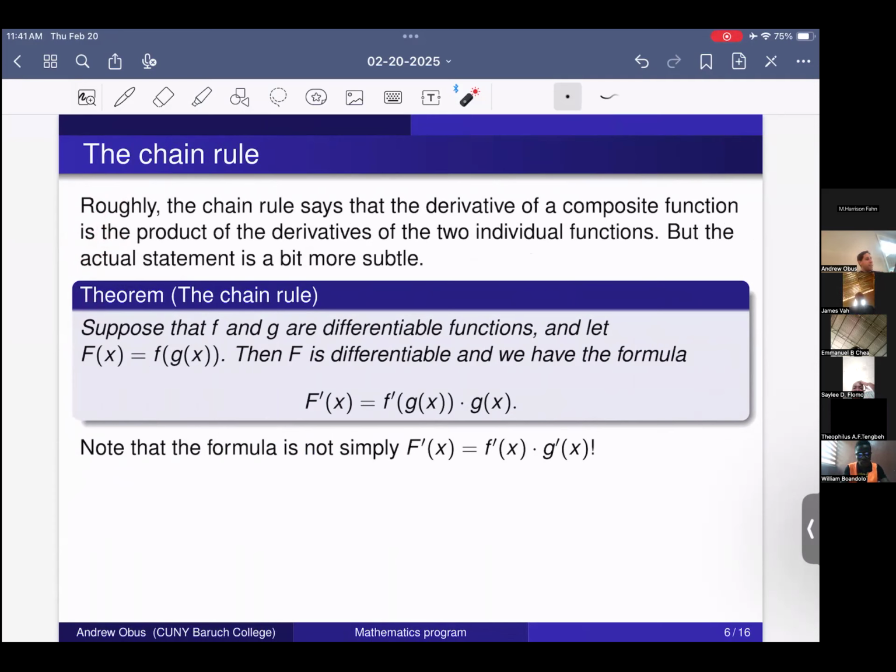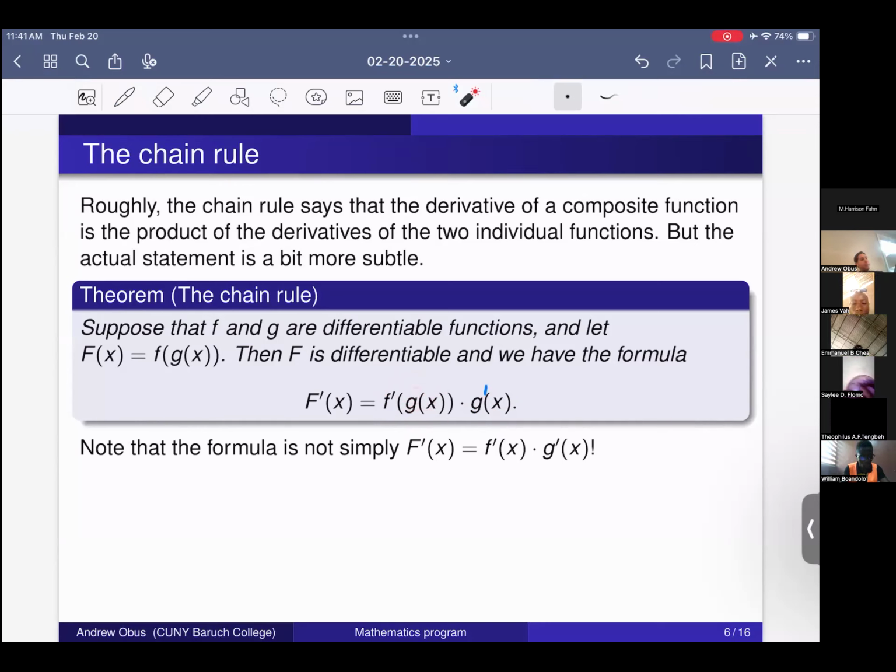Okay, so the chain rule says, suppose that f and g are differentiable functions, and I'm just going to call their composition a name. So I'm going to call capital F of x equal to f of g of x. This is just giving it a name. I'm going to call it capital F. So then it turns out that capital F is differentiable, and we have this formula for the derivative of capital F of x. Well, it's this somewhat complicated formula, and I realize I made a typo there. So it's f prime of g of x times g prime of x. Okay, so it's like the derivative of g times the derivative of f, but being evaluated at g.